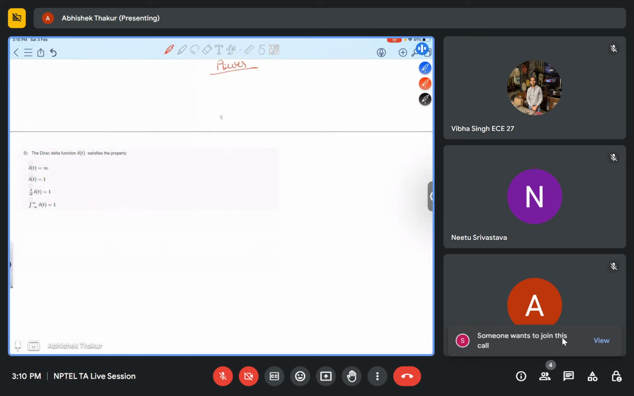So now the next question is asking about the Dirac delta function. So we all know that the Dirac delta function exists at t equal to 0 only. At all other locations, it is 0. So the integration over t from minus infinity to infinity, the integration value will be 1. So the correct option is option D here.